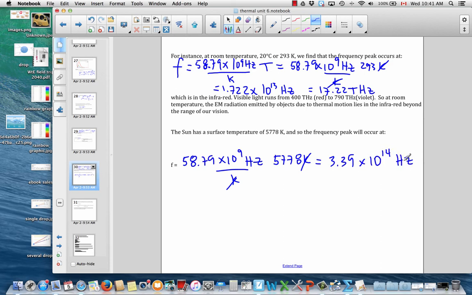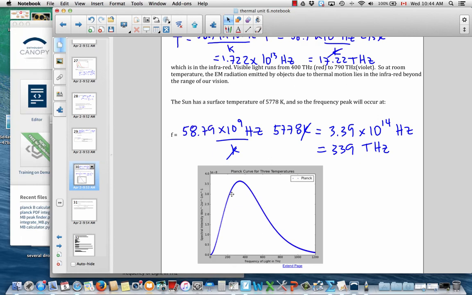hertz. Again, 10 to the 12 is a tera, which leaves two other powers of 10 that we throw over here. And we say this is 339 terahertz. That's very close to the visible range now. And if we actually do a plot of the Planck function at 5778 Kelvin, we see that that makes sense. So the peak is about 330. That's just slightly below the visible range, right?